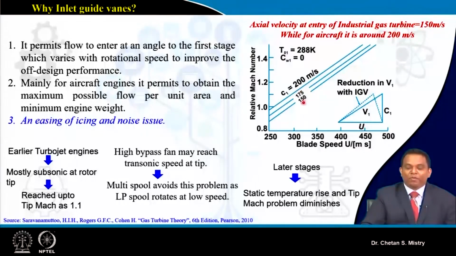Okay, and here if you look at it, if I go with higher blade speed and higher axial velocity, it is definite that my flow will be going into a transonic range. So roughly, for industrial compressors or industrial gas turbines, the axial velocity is counted as 150 meter per second, and for aero engines, the axial velocity is counted as 200 meter per second. Now, as we were discussing, what are the uses of guide vanes?